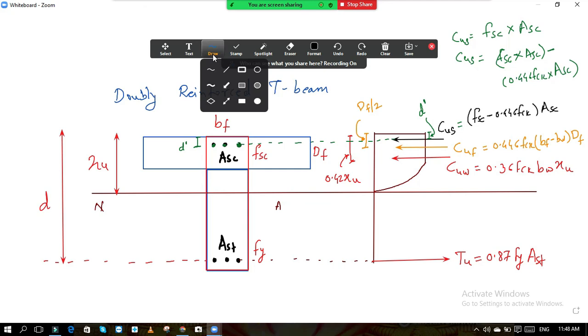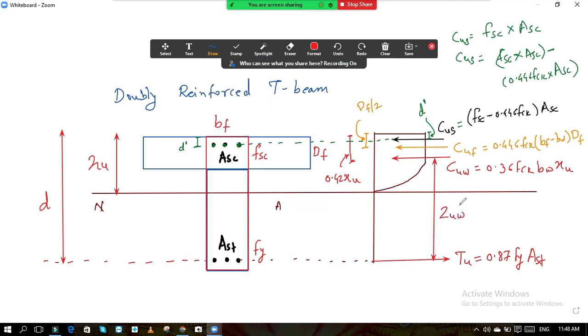Now, the question of lever arm. This is already known to you, this lever arm we call ZUW. Then the second lever arm will be this one. This is your second lever arm, which we have already known. It is ZUF. And now the third thing is this lever arm from this point. This is the lever arm, and this we call ZUS.